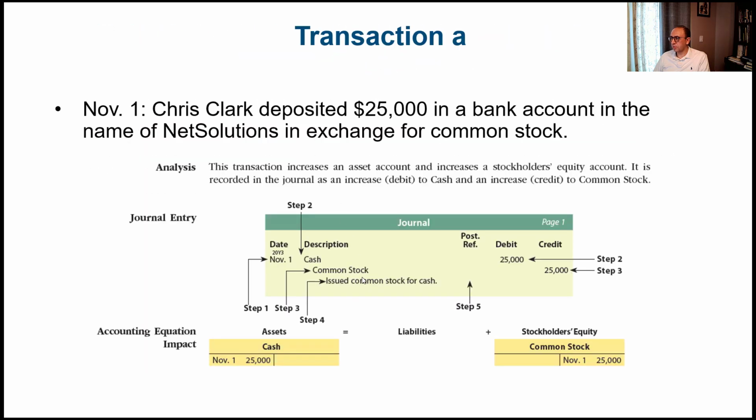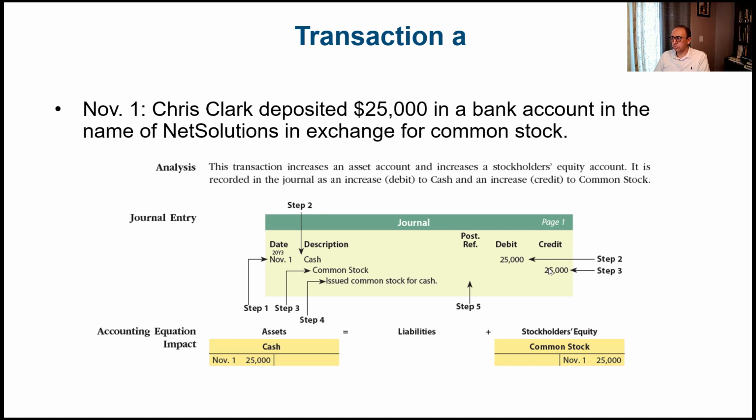So the other account is common stock, and common stock is also increasing. But remember, common stock is part of the stockholders' equity. They like the credit side, or in other words, they increase on the credit side. So that's why we record the $25,000 on the credit side.